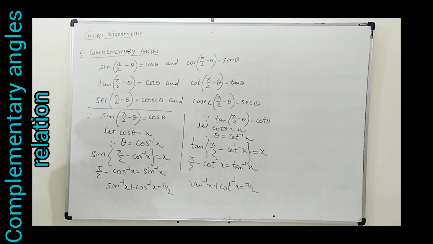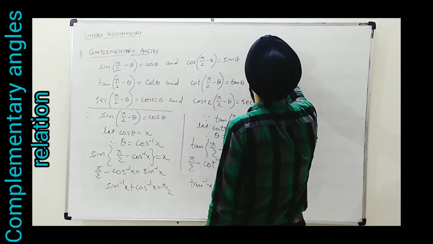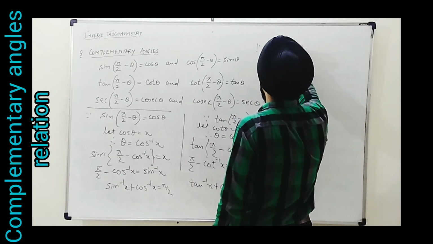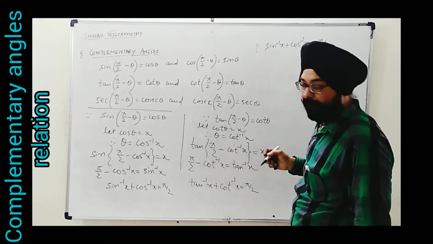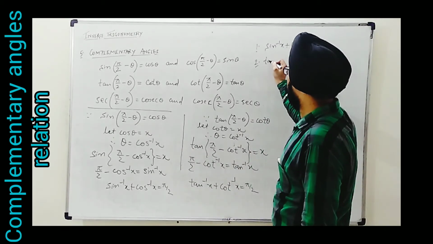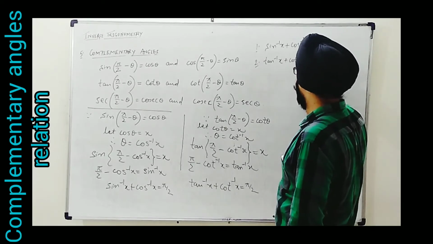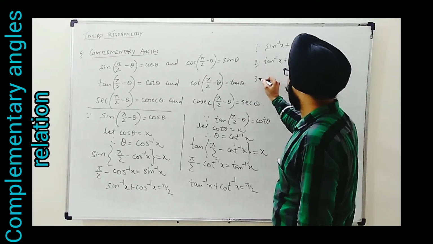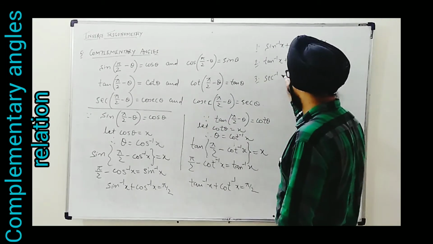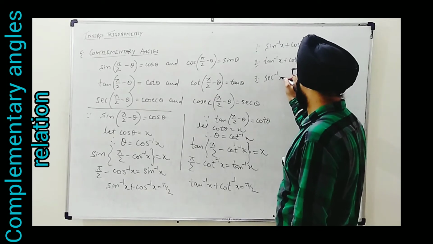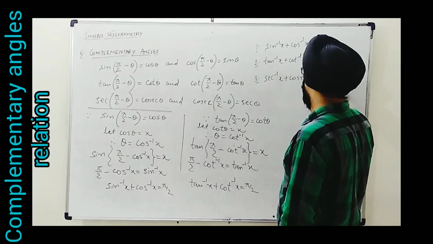Now we are having this batch of 3 identities in this section. First, sin inverse x plus cos inverse x is pi by 2. Second, tan inverse x plus cot inverse x is pi by 2. Third, sec and cosec, you can see, are a pair with the complementary angle relation. Sec inverse x plus cosec inverse x is pi by 2.